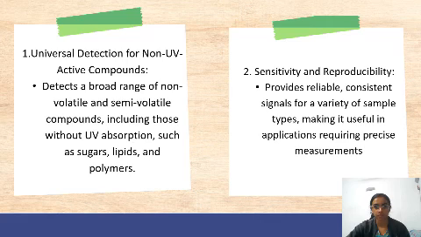And second is sensitivity and reproducibility. It provides reliable, consistent signals for a variety of sample types, making it useful in applications requiring precise measurements.